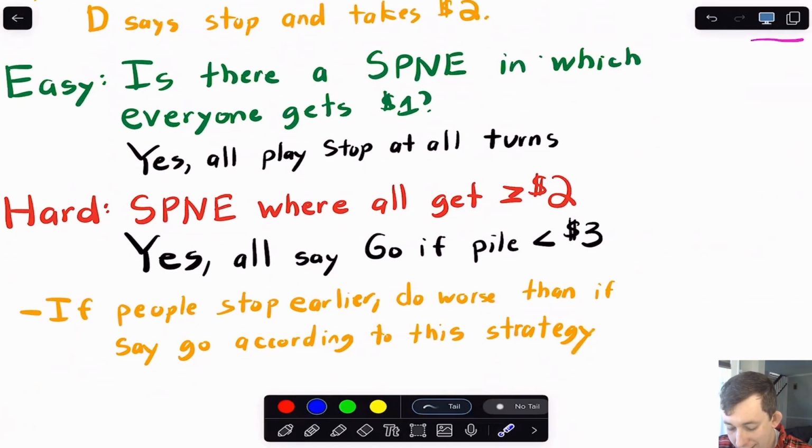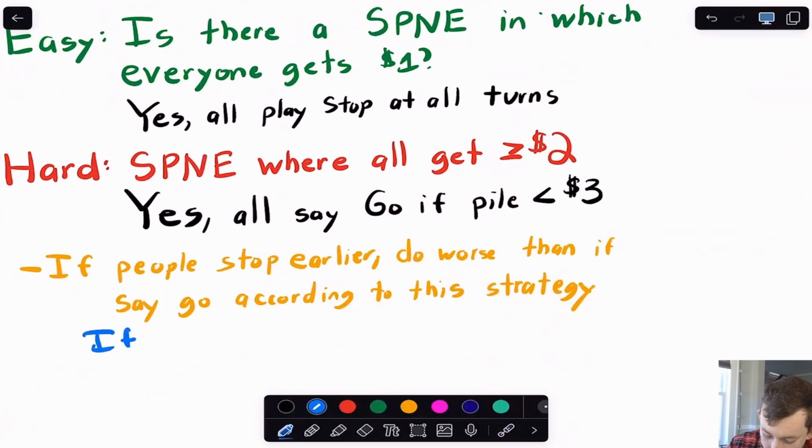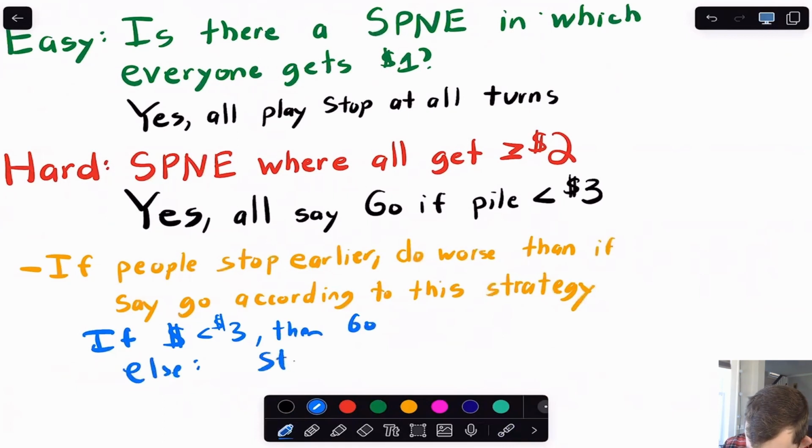Well, you could say that yes, there is, and you're just going to make up a rule, and the rule is that you say go if the pile is less than $3. So the strategy here is if the money is less than $3, then go, else stop. That is going to be your subgame perfect Nash equilibrium, where everyone is playing this strategy.